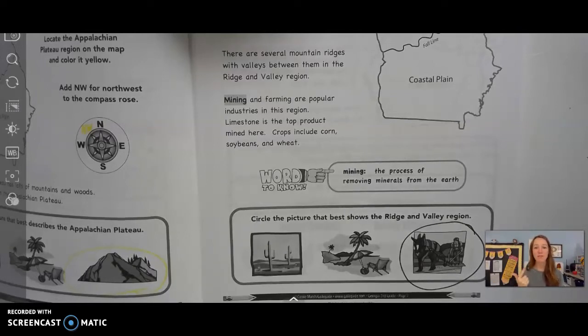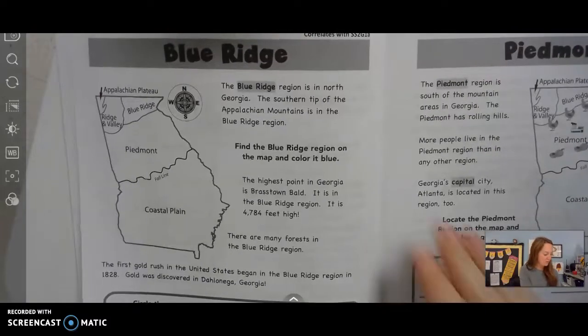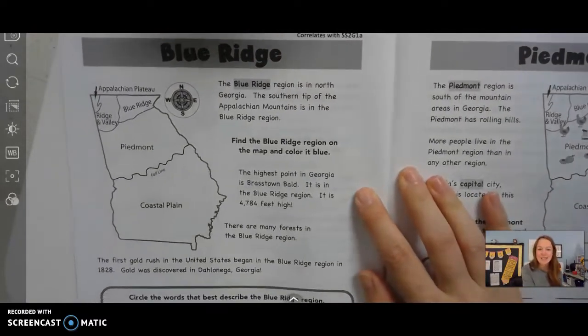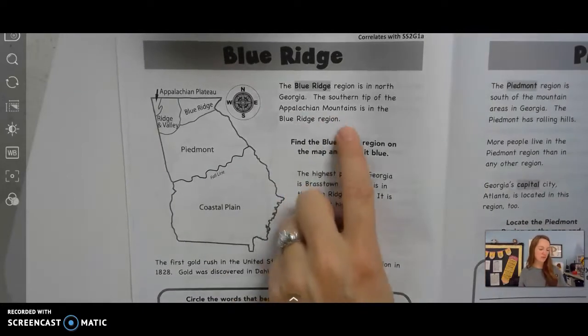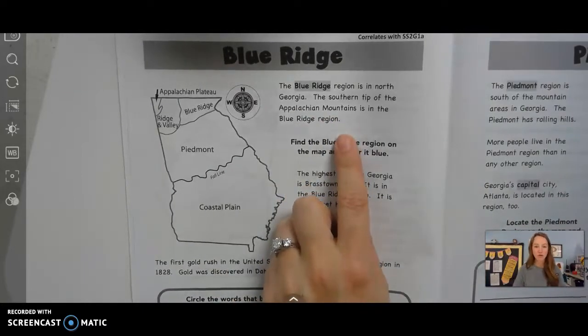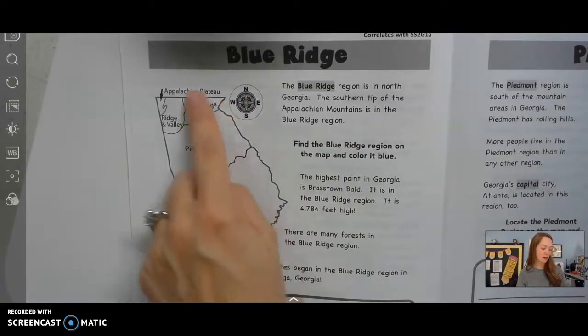All right, so far we have learned about the Appalachian Plateau. We learned about the Ridge and Valley region. And our last region that we're going to be learning about today on page 8 is the Blue Ridge region. The Blue Ridge region is in North Georgia, and the southern tip of the Appalachian Mountains is in the Blue Ridge region.